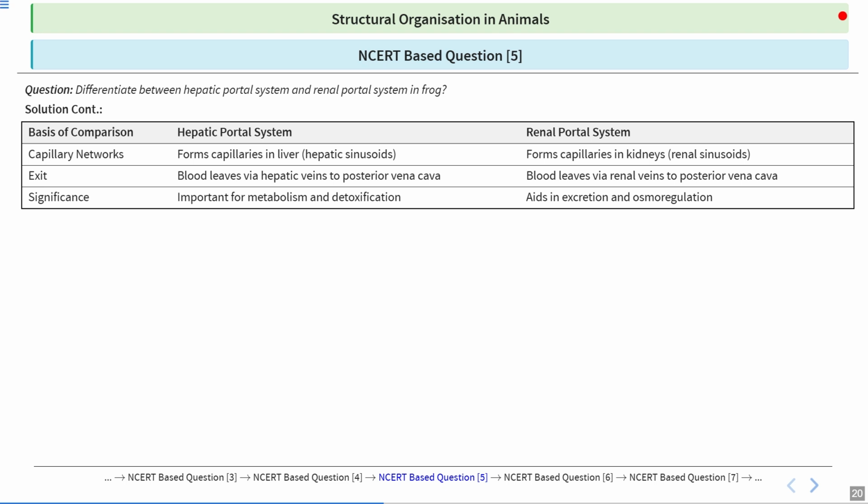For the hepatic portal system, it is important for metabolism and detoxification. Yes, metabolism is improved once the blood enters the liver. In the liver, whatever toxic substances were present in the blood are also eliminated. That is, the detoxification process takes place in the liver. Significance of the renal portal system. It aids in excretion as well as osmoregulation, right?